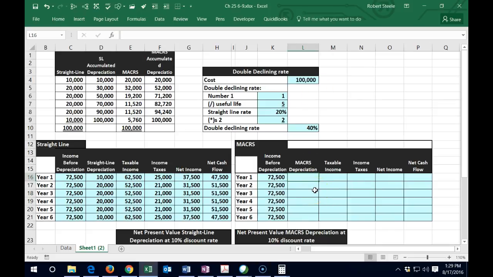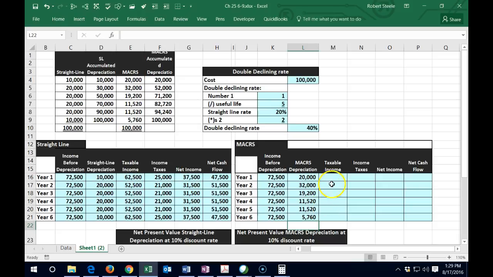Here we have the accelerated method of makers. So I'm going to say equals, and that's going to be coming from this row where we have 20,000 rather than the 10,000 before. And for year 2, we got the 32,000. For year 3, we got 19,200, and so on. So I'm going to copy that and autofill it down. So we just pulled those numbers on down.